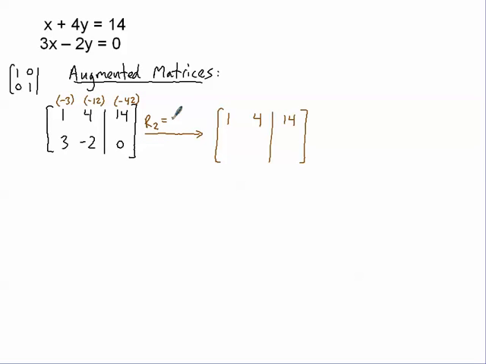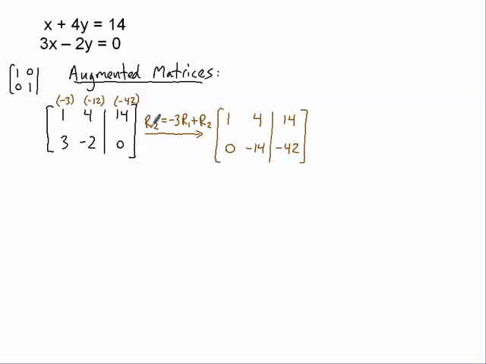And now I'm going to take, this was negative 3. I'm taking negative 3 times row 1, and I'm going to add those temporary numbers to row 2. So I like to put them up here so that I can actually visualize them. Now I'm going to add. Negative 3 plus the 3 becomes a 0. Negative 12 plus the negative 2 becomes negative 14. And negative 42 plus 0 is negative 42.